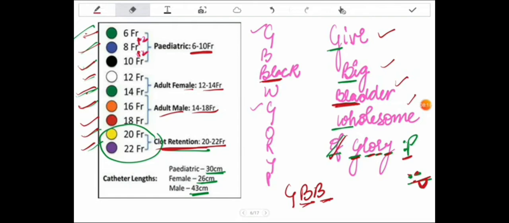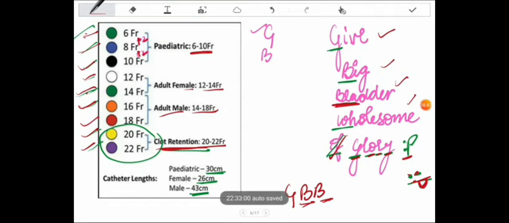he or she injured his or her bladder, and there were clots in the bladder. So these small ones cannot remove the clots so easily. So as the size of the clots is big, instead of them, 20 and 22 French catheters are used, so that the clot can come out from the bladder itself.